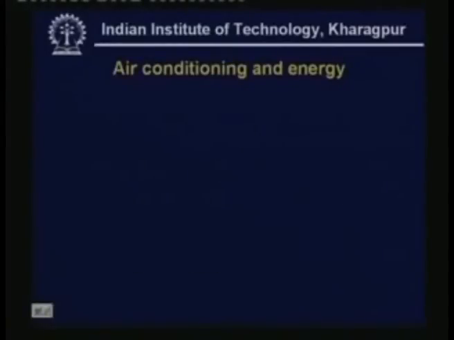Now let us look at another very important issue, that is energy. All air conditioning systems consume a large amount of energy, and now because of the requirements in all industries and in many office places, residences, etc., the installed air conditioning capacity is increasing tremendously, and all these systems require energy, so the energy consumption by air conditioning systems is also increasing tremendously.